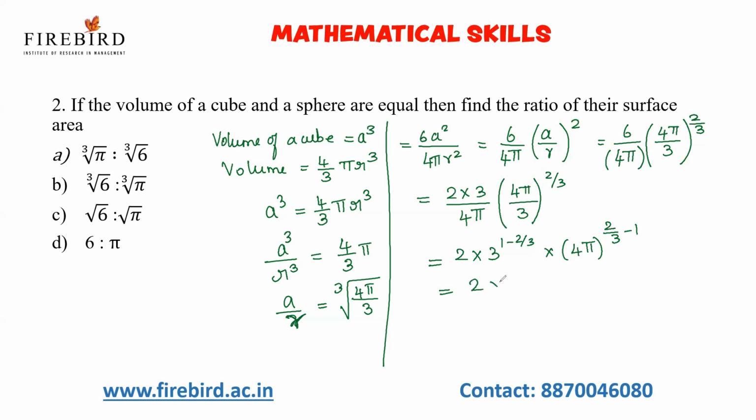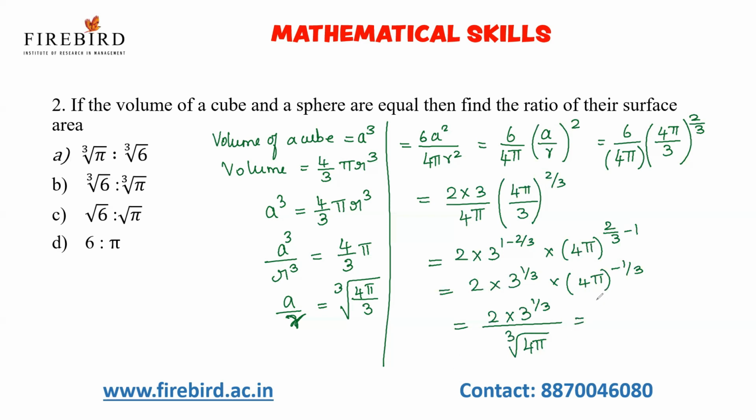So 2 into 3 to the power, 1 minus 2 by 3, is what? 1 by 3. Do you understand? Into 4 pi to the power minus 1. So I can write it as 2 into 3 to the power 1 by 3, the whole divided by the cubic root of 4 pi.